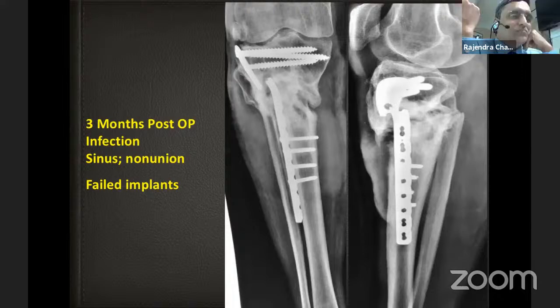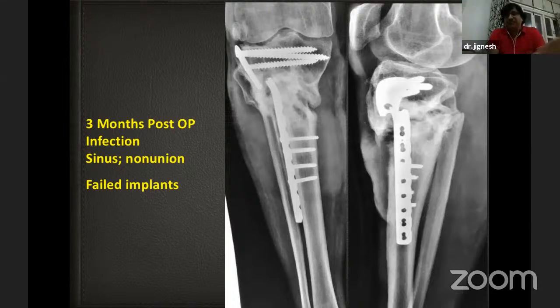Okay. Any other opinion, or otherwise we proceed? If all are agreeing that the infection needs to be cleared and then adequate fixation done, it is either one stage or two stage. Yeah, and please proceed, Jignesh.